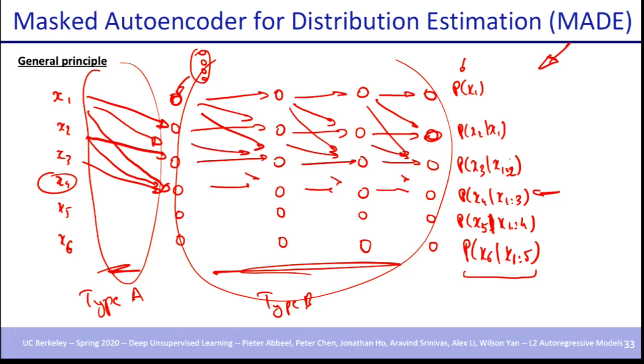Same thing for x3, 4, 5, 6. That means we are, by architecture design, forcing each individual output to be normalized. So that box is checked.